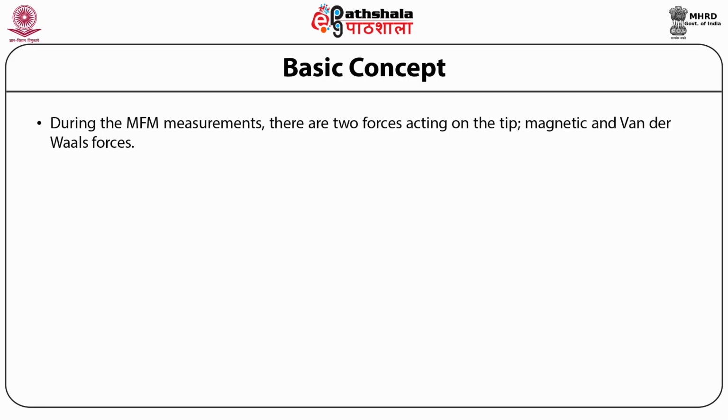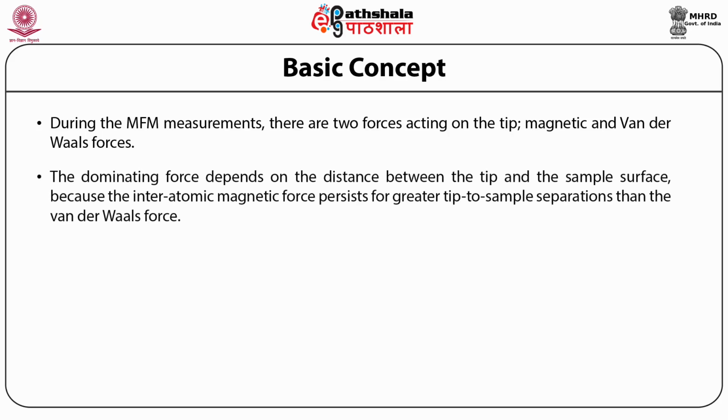During the MFM measurements, there are 2 forces acting on the tip, magnetic and van der Waals forces. Hence, in MFM, the signal contains both information of surface topography, called topo signal, and surface magnetic property, called MFM signal, generated by van der Waals and magnetic forces, respectively. The dominating force depends on the distance between the tip and the sample surface because the magnetic force persists for greater tip to sample separation than the van der Waals forces.